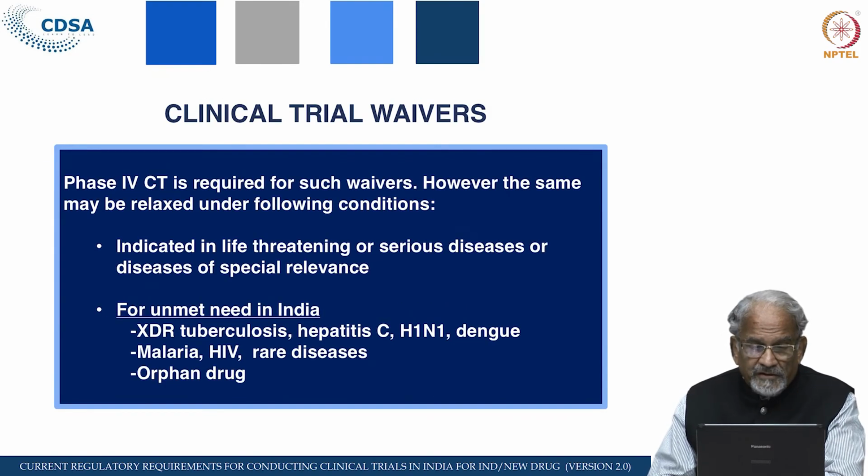Phase 4 CT is required for such waivers. However, the same may be relaxed under the following condition: indicated in life threatening or serious special events for unmet need like tuberculosis, hepatitis, H1N1, dengue, malaria, HIV and rare disease, and drugs for orphan disease.